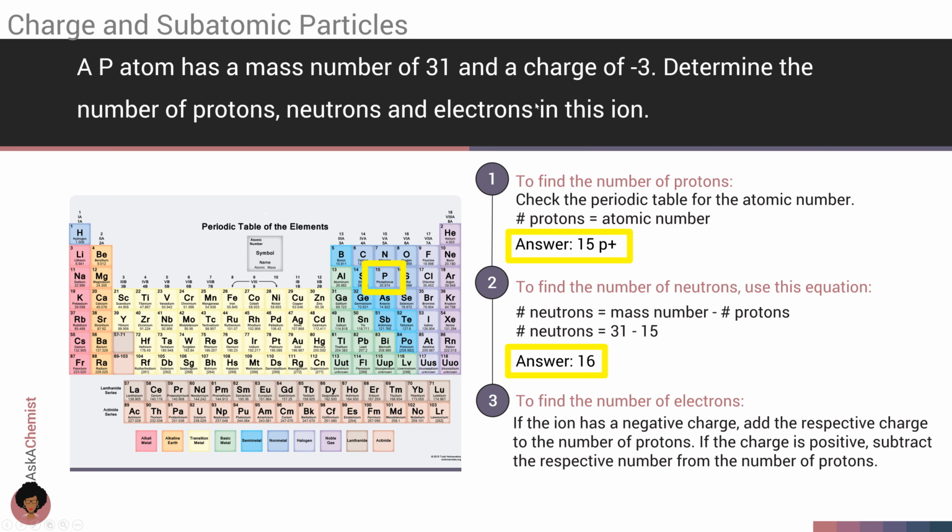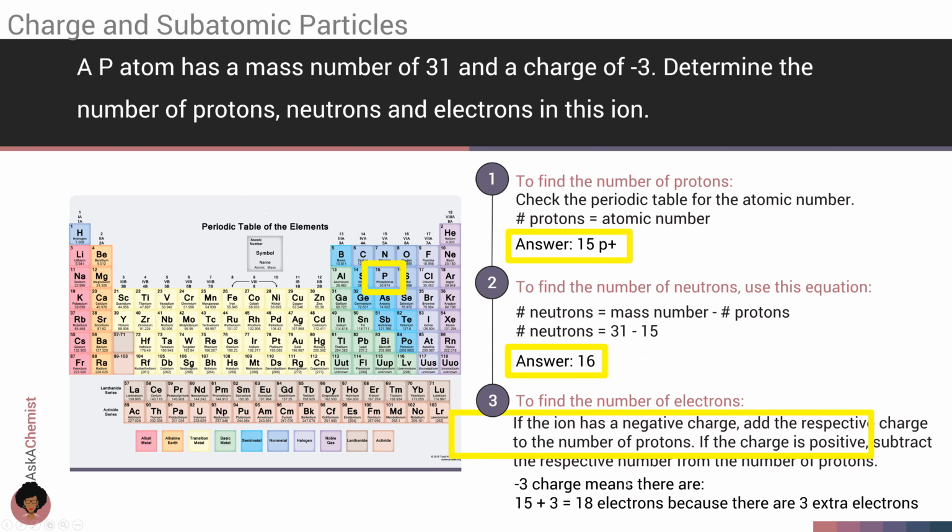So in this case, the charge is negative, and it's -3. So we're going to add 3 to our proton number to give us 18 electrons. And what this is saying is that we've added 3 extra electrons to the phosphorus ion. Or we've added 3 extra electrons to the phosphorus atom, now making it an ion.